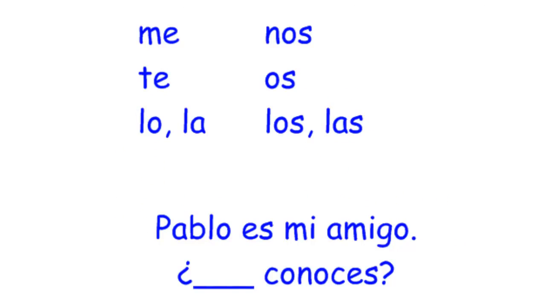Okay, let's get to one of these. Direct object pronouns, we've got the list of them there. Now, I'm talking to somebody and I say, hey, Pablo es mi amigo. Do you know him? What would we say for him? Lo. Easy. Pablo es mi amigo. ¿Lo conoces? You know him? Now, we could say tú lo conoces or lo conoces tú, which would probably sound better, but yeah, lo is him.